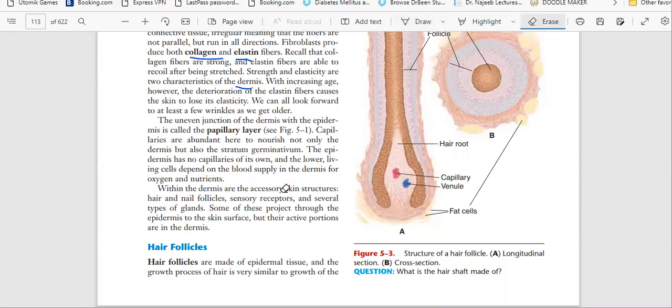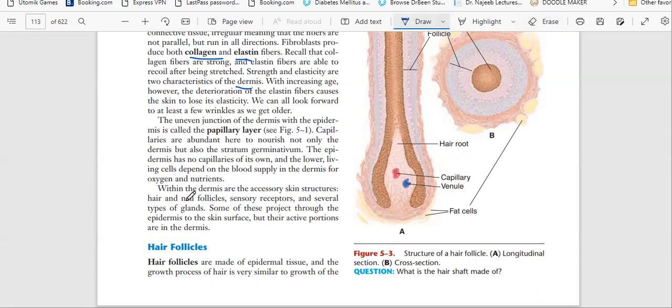That is the reason if the epidermis is damaged, it will take more time. The dermis will heal very rapidly, but the epidermis takes days, even months, to heal. Why? Because the circulation is not there. The reaching of oxygen is not there. The reaching of nutrition is not there to the epidermis layer.